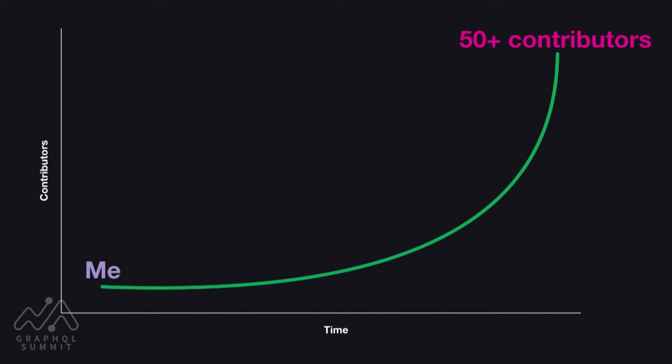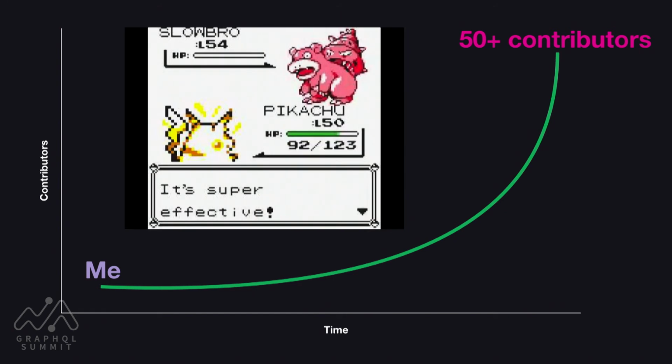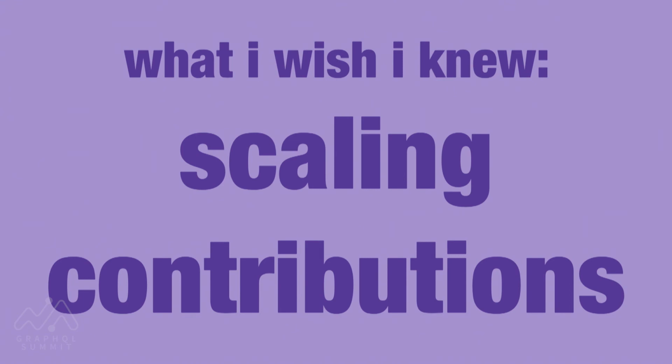But suddenly we had a bunch of contributions to the API from all over the company, and I just wasn't able to keep up. So while the prototype was super effective, I want to try to give you some tips on what I wish I knew before, so you can anticipate the success and maybe you have a better time than I did.